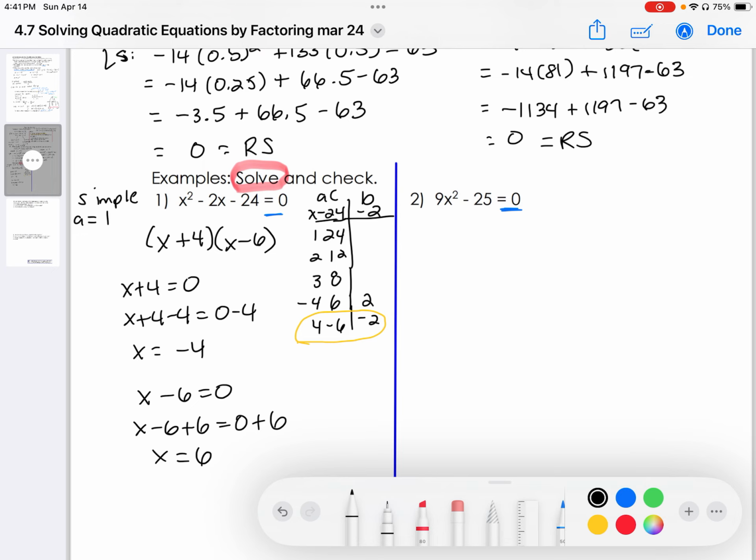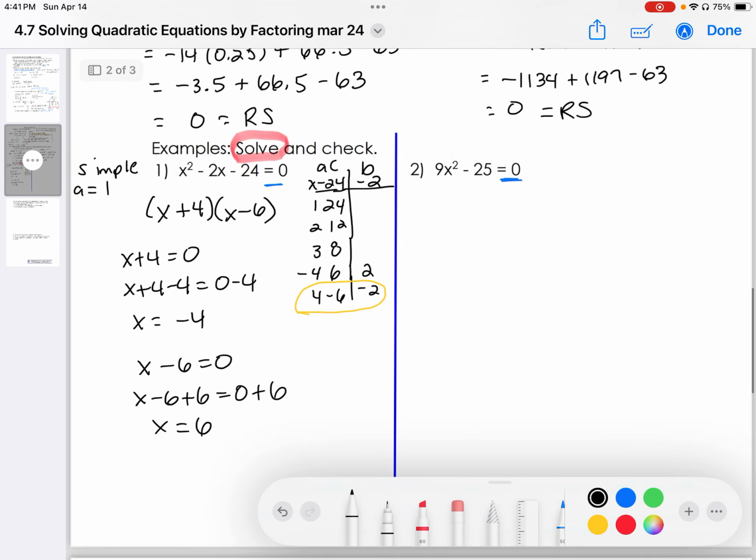Okay, so maybe for this kind of equation, you could just write the number in the opposite sign, but again, even the next one we're going to do is a little bit tricky. And then we're going to check both x values in the original. So -4 squared minus 2 times -4 minus 24. So that's 16 plus 8 minus 24, which of course is 0.